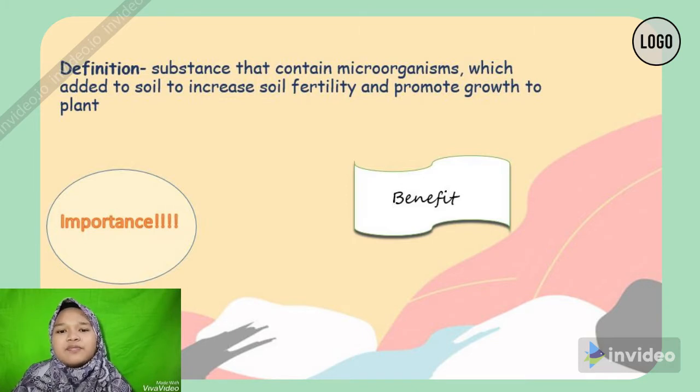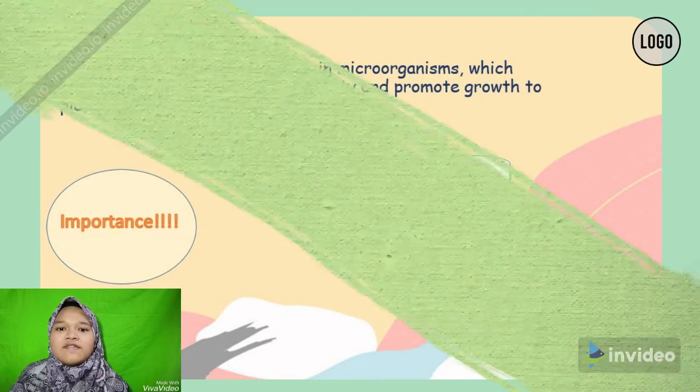Biofertilizer has many importances. The first importance is that it will improve soil texture and increase the yield of the plant. Next, biofertilizer does not allow pathogens to flourish in the plant. Lastly, biofertilizer can help to protect the environment from pollutants as it is natural.